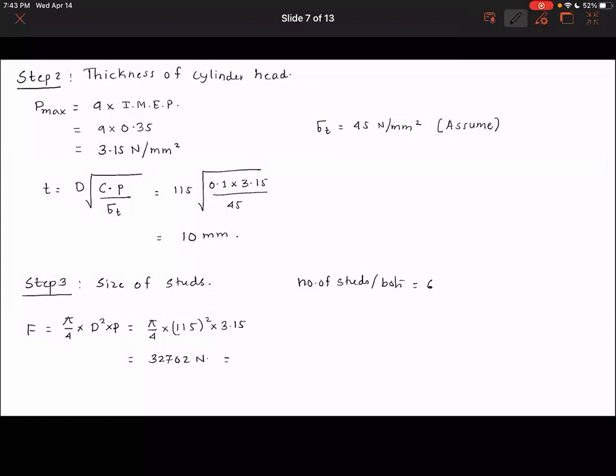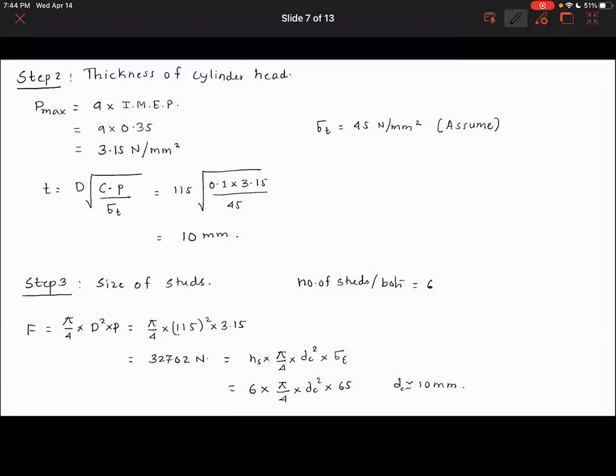and this force is equal to number of studs ns times pi by 4 times dc square times sigma t. 6 times 65, and that should give you the value of dc is equal to 10 millimeters.